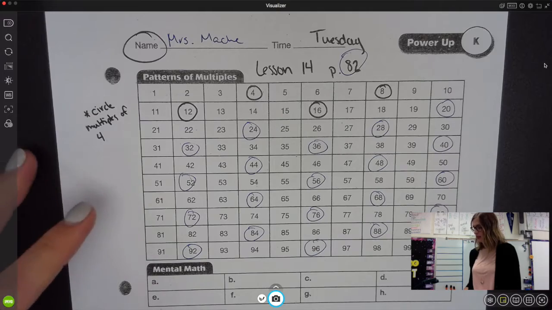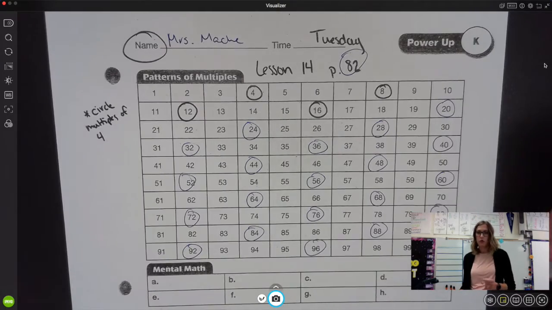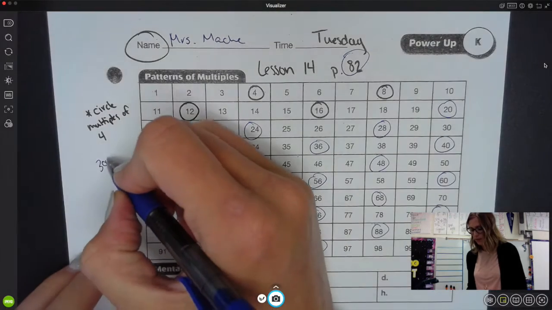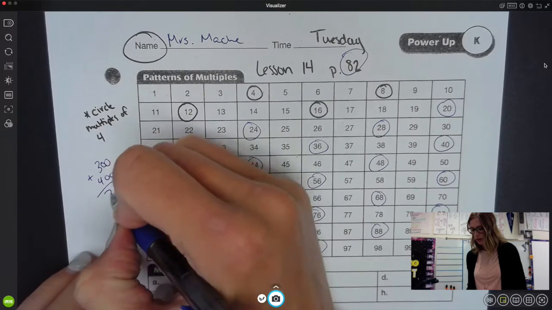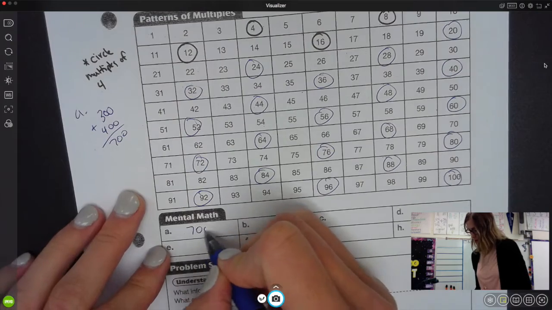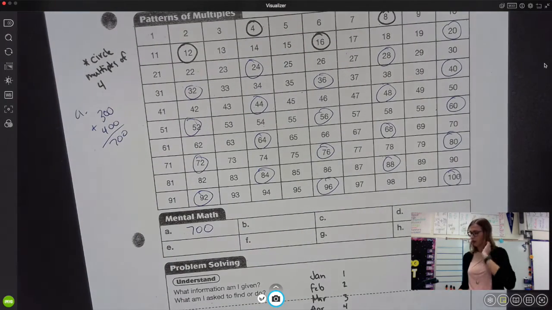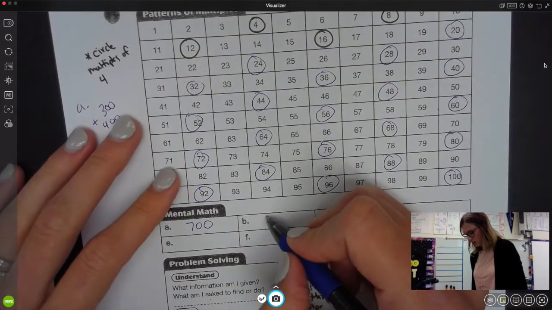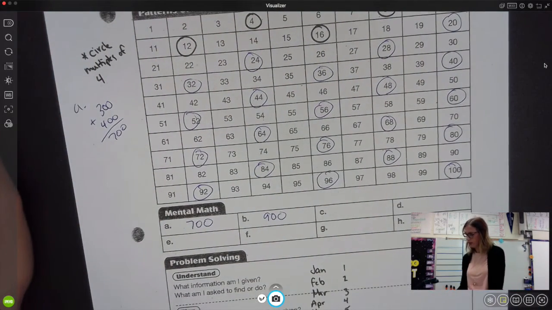mental math. A says 300 plus 400. Well, I know 3 plus 4 is 7, so 300 plus 400 is 700. All right? B says 600 plus 300. What's 6 plus 3? 9. So 600 plus 300 would be 900.